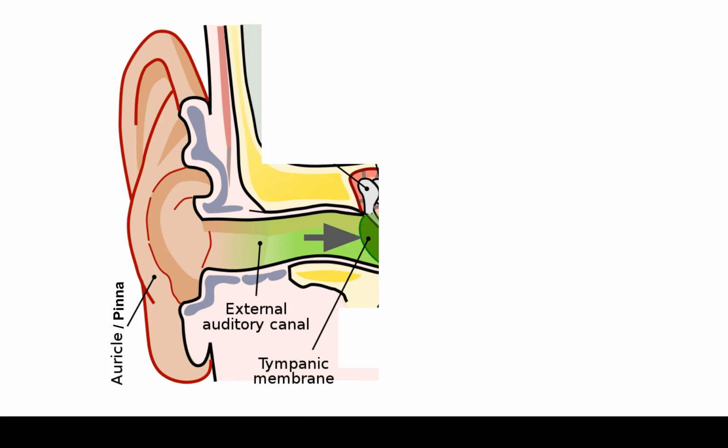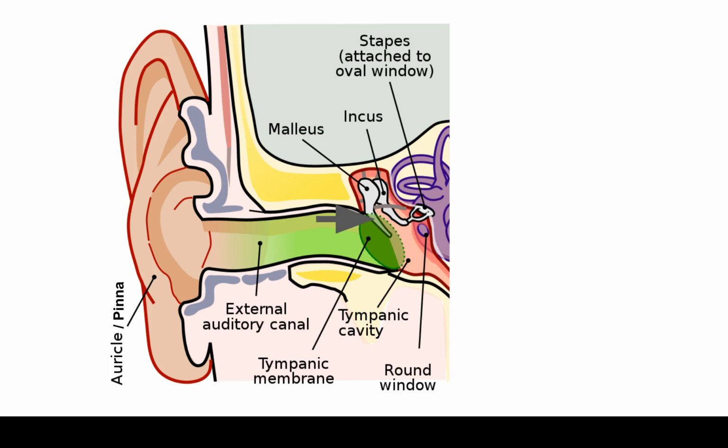The next thing that sound wave does as it travels through that external auditory canal is it gets to the tympanic membrane. This is also referred to as the eardrum. So it gets to that eardrum and causes the tympanic membrane to vibrate. And when that tympanic membrane vibrates, it causes these three bones in your ear to start vibrating. And those three bones are called the malleus, the incus, and the stapes.